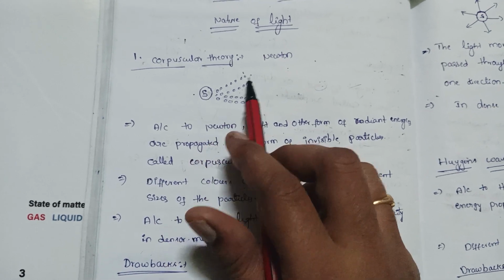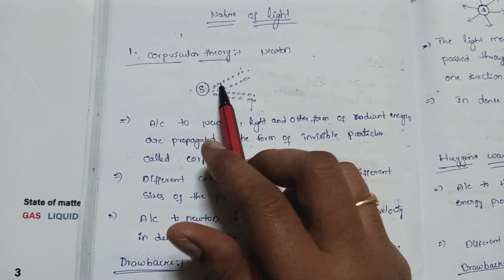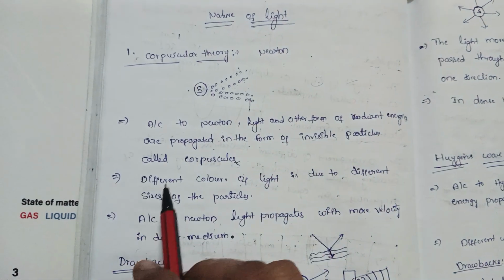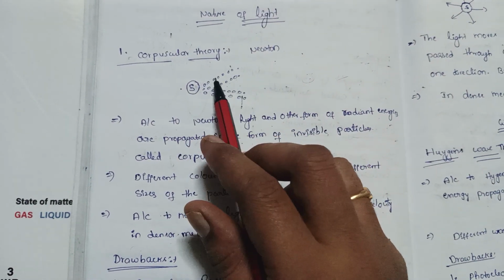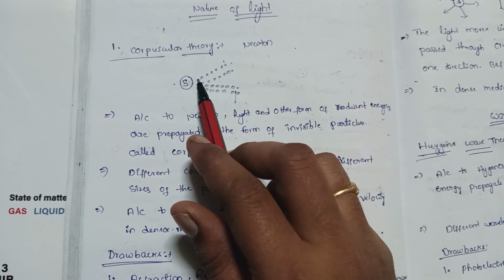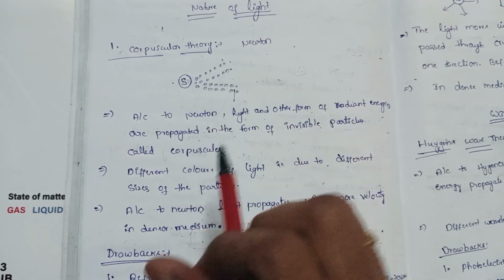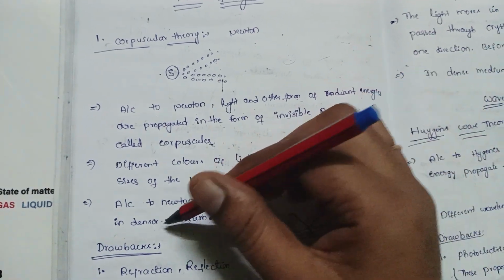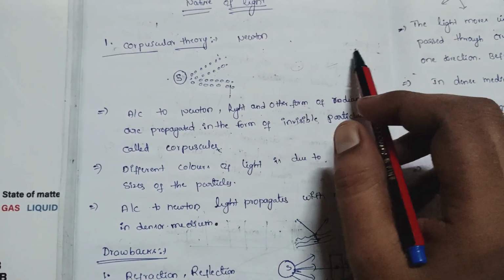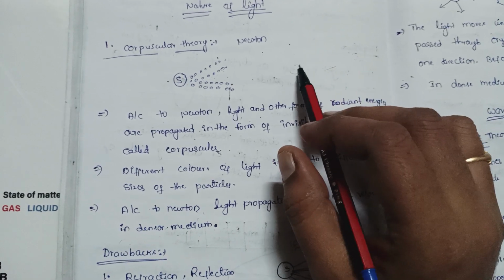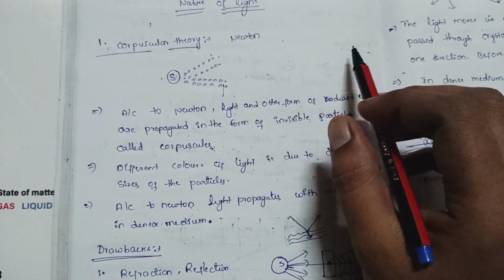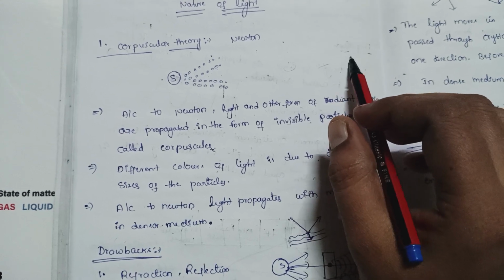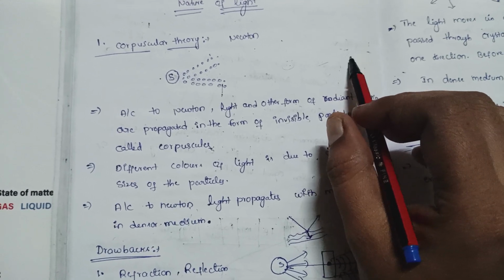Light and other forms of radiant energies are propagated in the form of invisible particles called corpuscles, and according to Newton, different colors are due to different sizes of these particles. And according to Newton, light propagates with more velocity in a denser medium. If we take air and water, air has less density than water. In water, light propagates with more velocity because of more density.